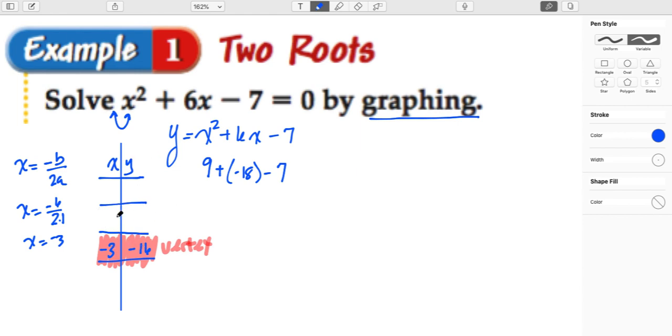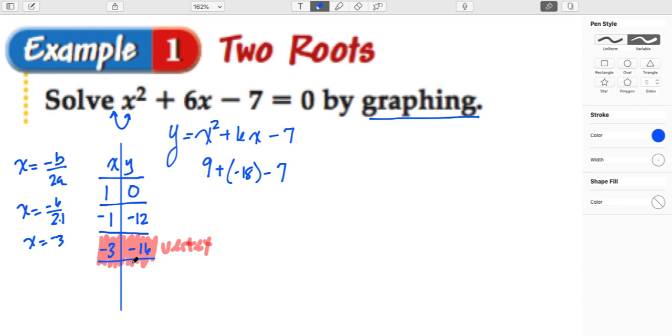Let's go ahead and try some values on one side of the x. So we know that we've got our axis of symmetry of negative 3. We know we're going all the way down to negative 16. Let's find values like, let's say, negative 1 and positive 1. If I plug negative 1 into this equation to find the corresponding y value, I realize that 1 plus a negative 6, that's going to give me a negative 5, plus a negative 7 is a negative 12. I did that just by substituting. I'm going to do the same thing with a positive 1. When I put a 1 in here, 1 squared is 1, plus 6, that's 7. 7 minus 7 is 0.